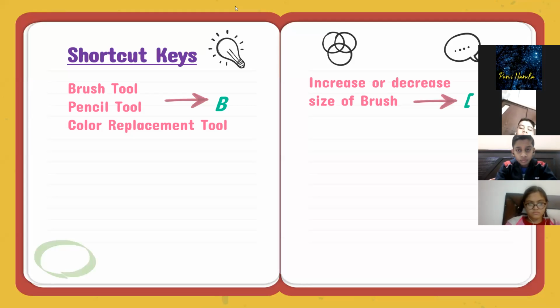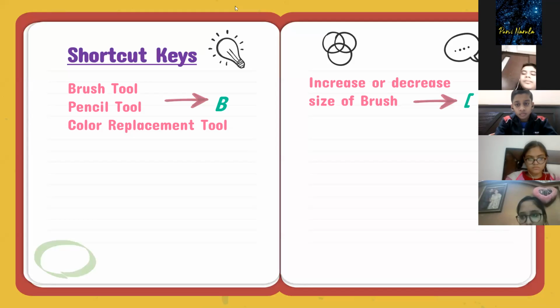I want to ask the difference between spot healing brush tool and healing brush tool. If it comes in exam, what point do we have to write? You have to give only one point, because in healing brush tool you have to select the sample point, but in spot healing brush tool you do not have to select the sample point.